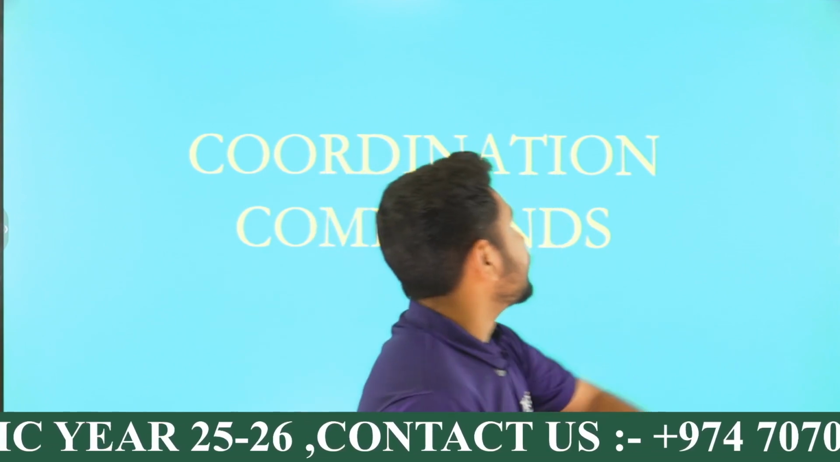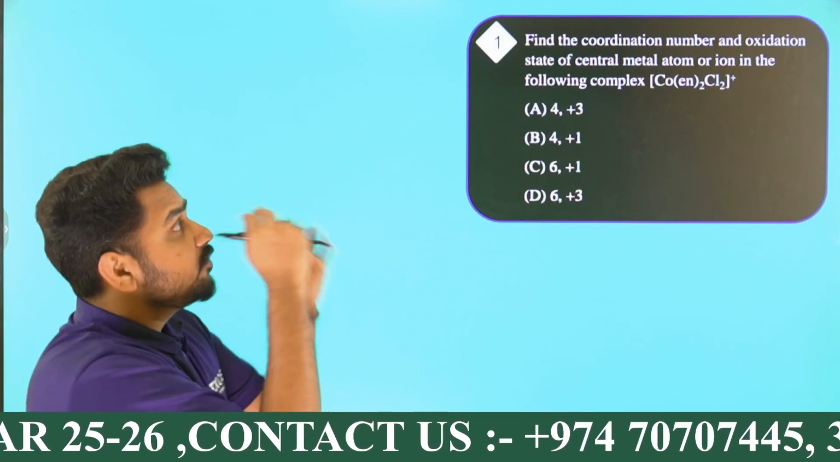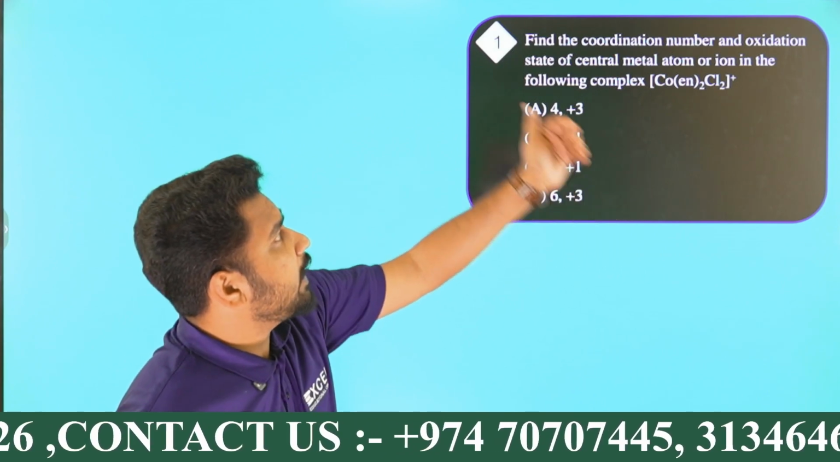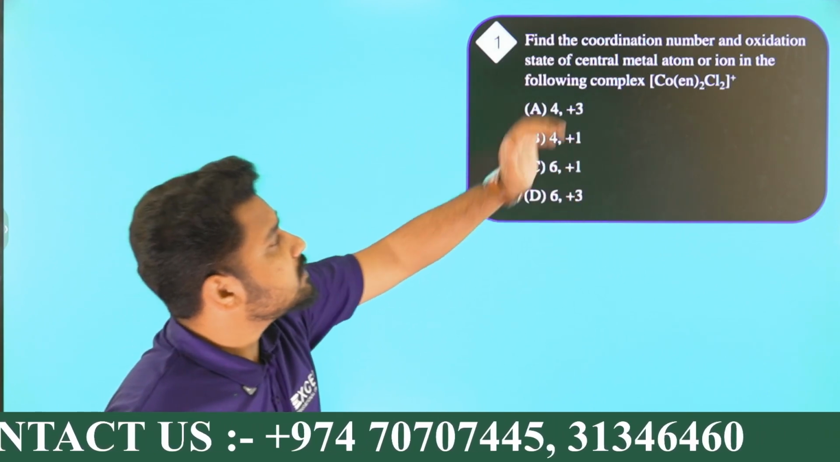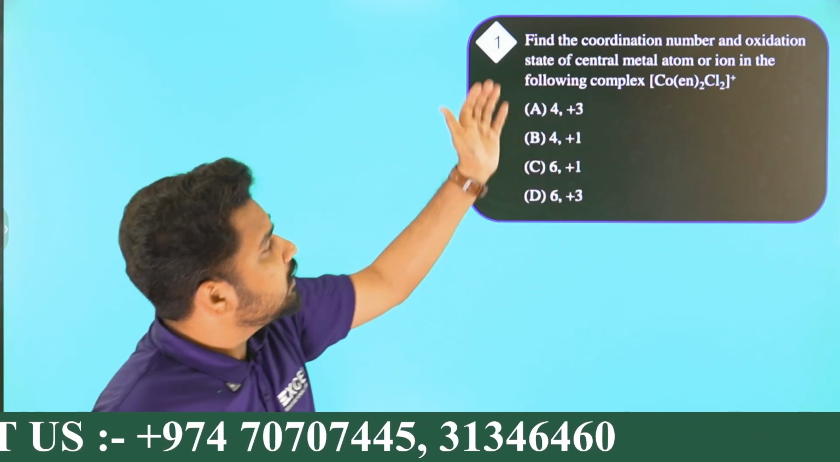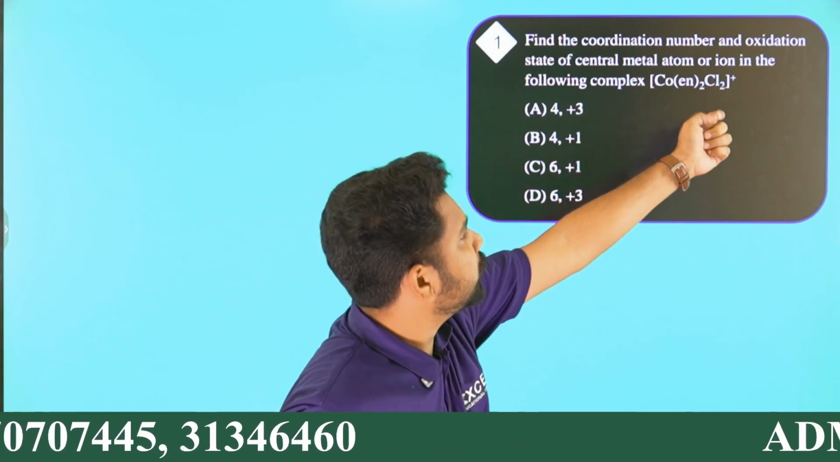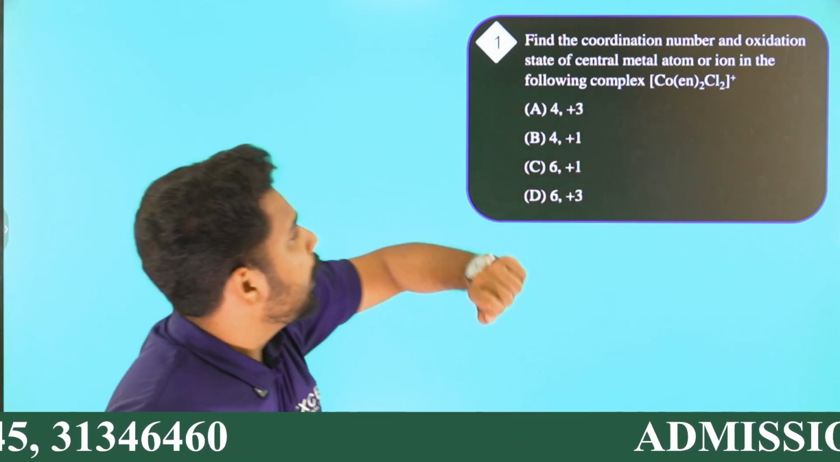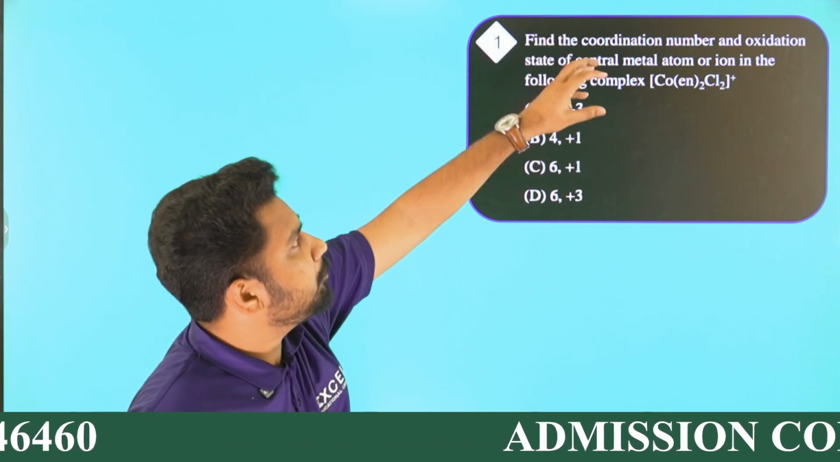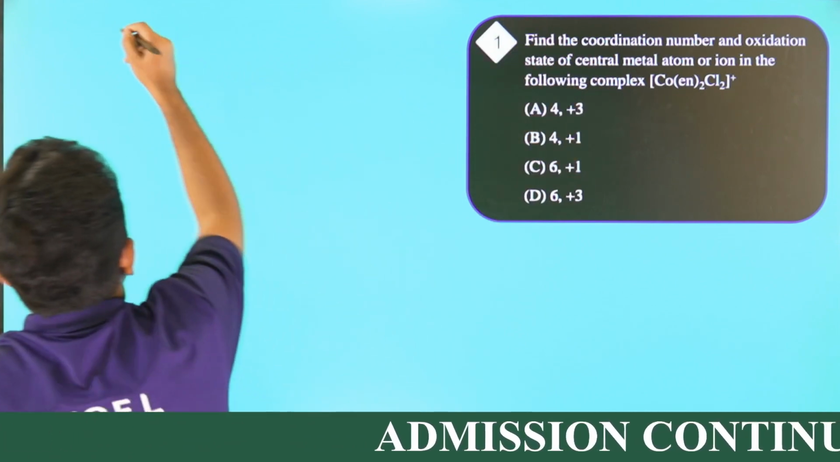So moving on to the first question. What is the first question? Find coordination number and oxidation state of central metal atom or ion in the following complex. You can see a coordination complex or coordination compound is given and you have to find the coordination number and oxidation state. For that, what do you need to do?